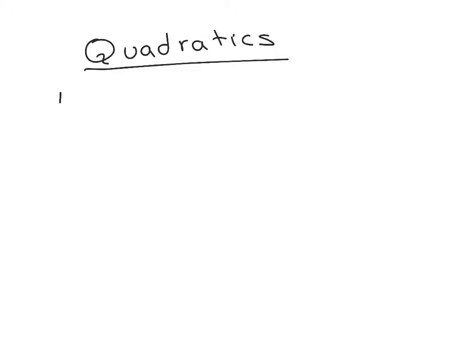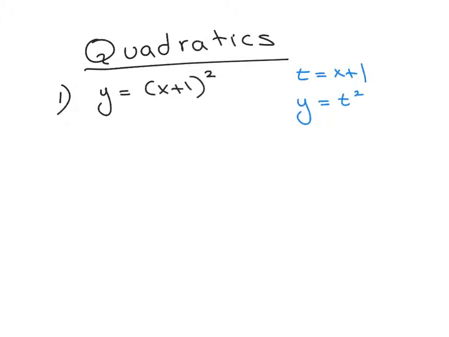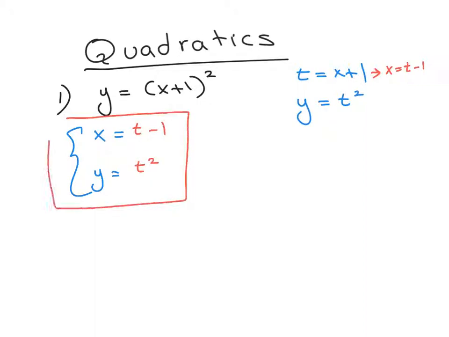So let's start with example number 1. What if I'm given y equals x plus 1 squared? Let's say let t equals x plus 1. Then y is equal to t squared. So basically you just plug in t for x plus 1. Now remember, you need to write it as x equals and y equals. So x in the first equation is t minus 1. So the first equation is x equals t minus 1 and the other one is y equals t squared. So that's going to be my parametric equation.